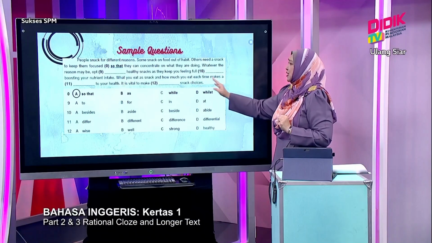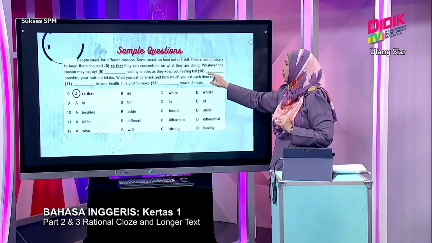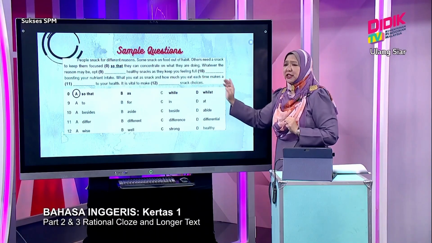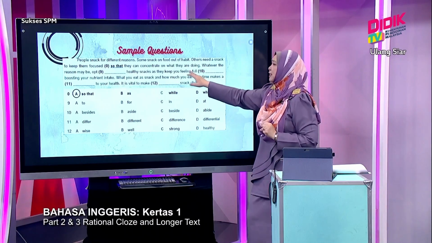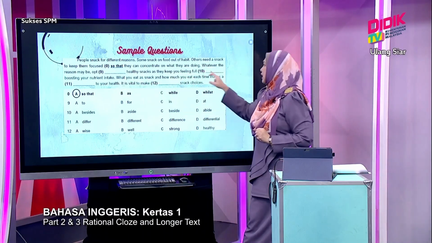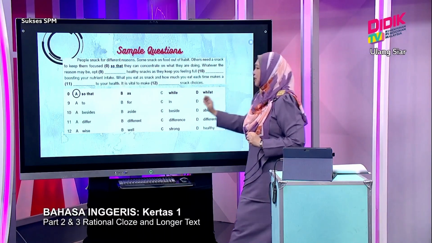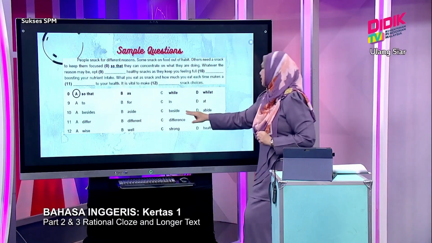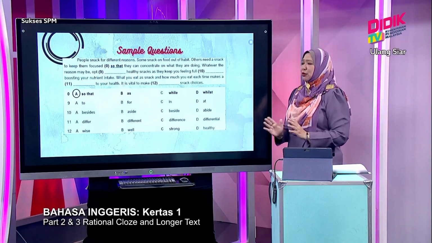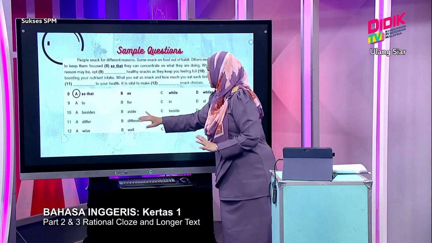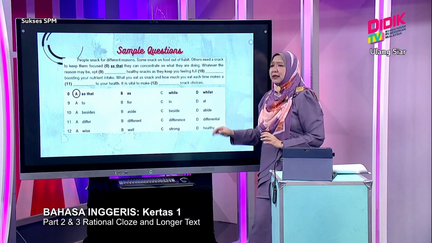Next, as well as keeping you feeling full, number 10, boosting your nutrient intake. We know these are two different things. So here we need a linker. We have here besides, aside, beside, and abide. So which of these, besides, aside, beside, and abide, are linkers?